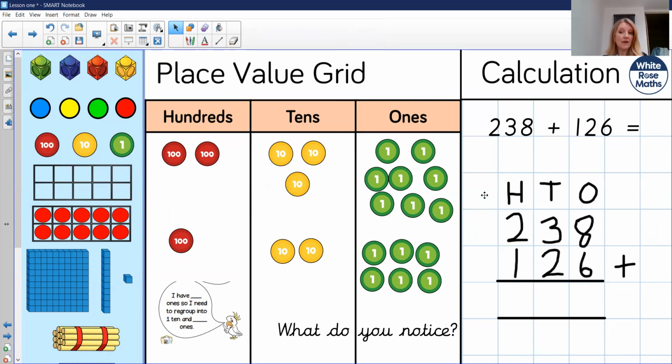So if I'm now going to do my addition, what do you notice straight away? Goodness, far too many ones in that ones column, so we need to do some regrouping. So 1, 2, 3, 4, 5, 6, 7, 8, 9, 10. So I'm going to regroup 10 of those ones.